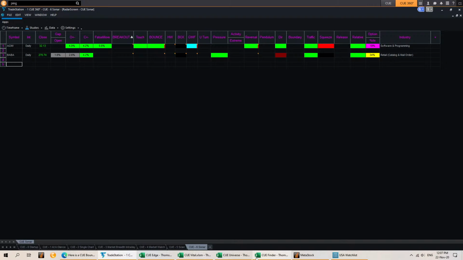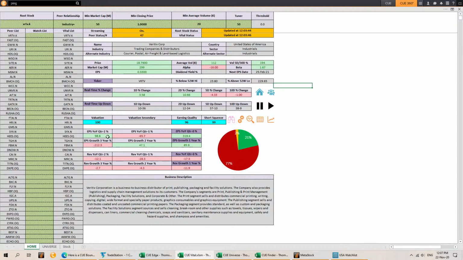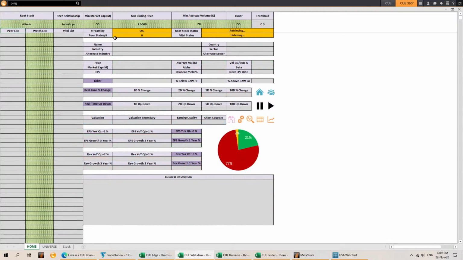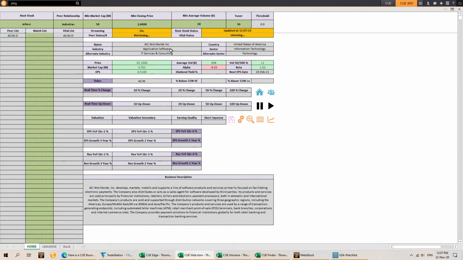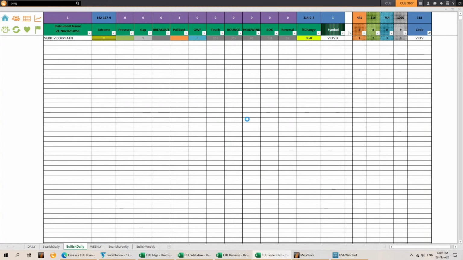And if you used Q Vital to look at its strength, let's do that. ACIW.O. I am going to look it up from Finder. Again, the Finder shows the same signals: go with flow, touch, bounce, reversal.